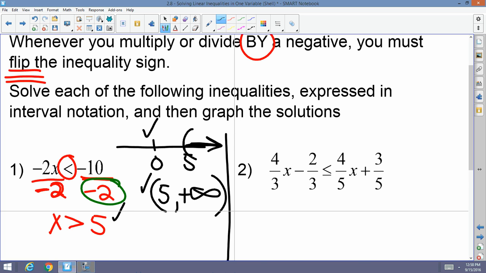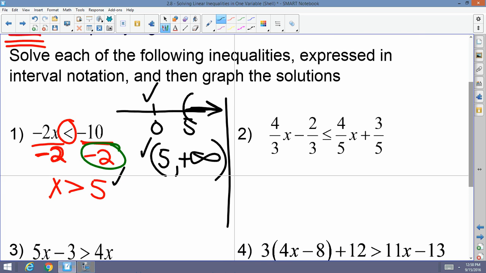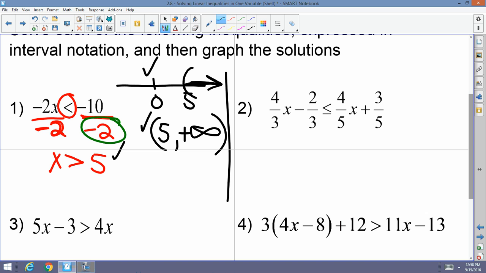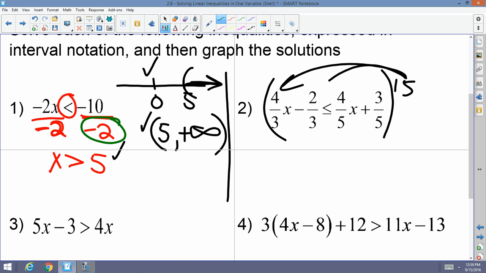Okay, number 2. Oh, this looks messy. Don't be afraid of this. This is the same skills that we used before. Common denominator here is 15. So I'm going to multiply 15 to every single term in here. There's nothing in parentheses, so nothing gets left out.